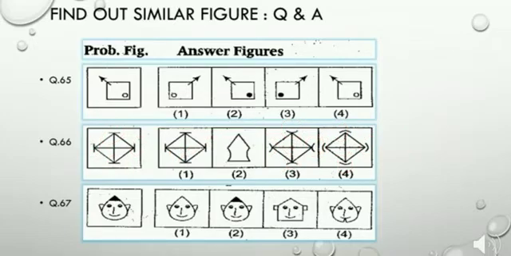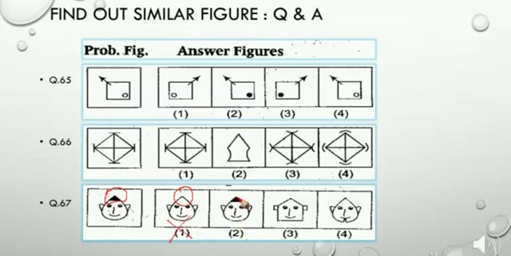Let's go to the next question, question number 67. We can see one problem figure and there are 4 options given. We need to be very careful about such questions, because here we need to keenly observe the differences. Let's check for this portion. This portion is not available in option 1. Option 1 cannot be the answer.